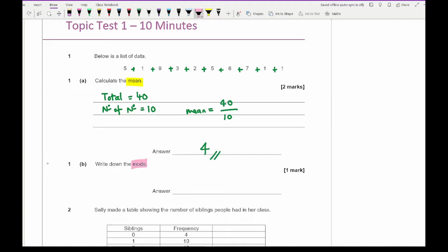The next question then says to work out the mode. Now the mode is the number that appears the most, or the number that is the most frequent. So here you can see that I've got more ones than any other number in that list, and so the mode is going to be 1.